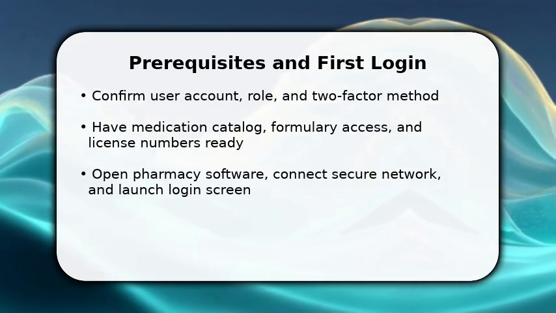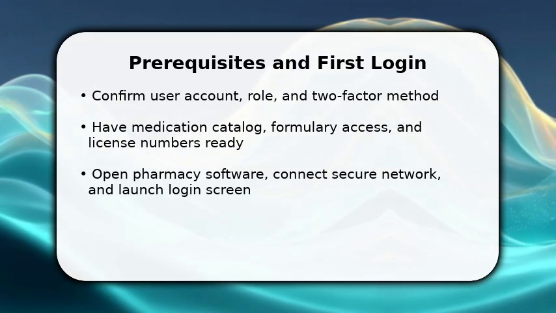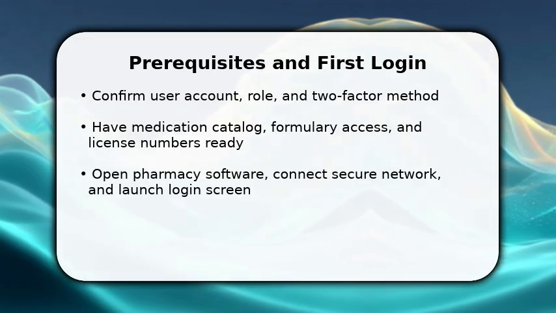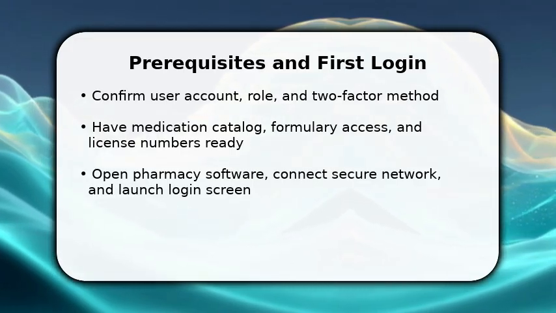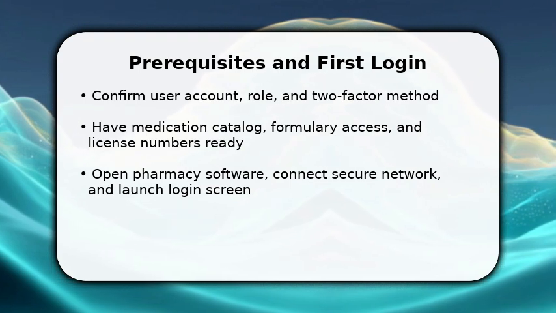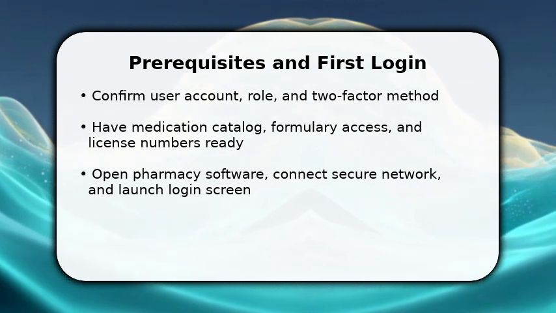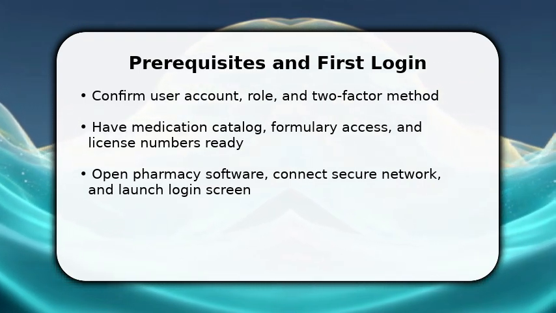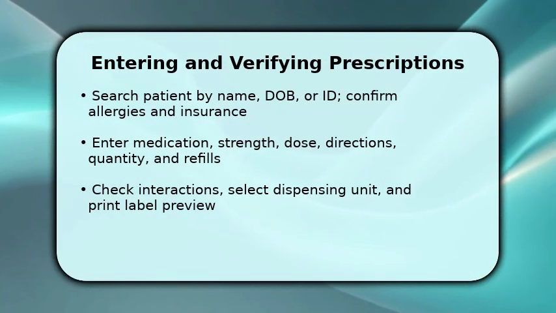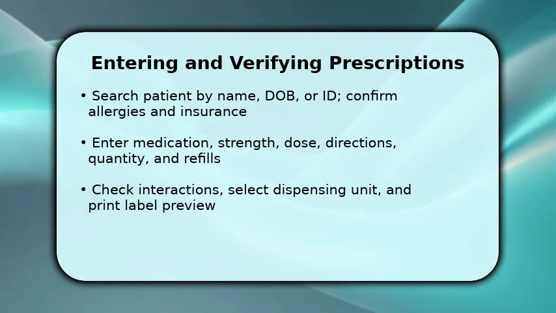You will be prompted to sync the drug catalog. Accept incremental sync to avoid delays. This gets you immediately into the main dashboard, where patient lookup and prescriptions are available for processing. You locate the patient using name, date of birth, or pharmacy ID, confirm allergies and active medications.